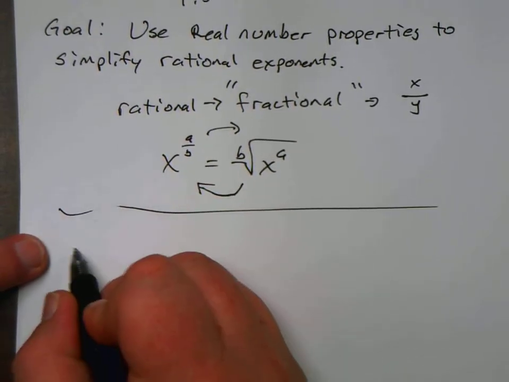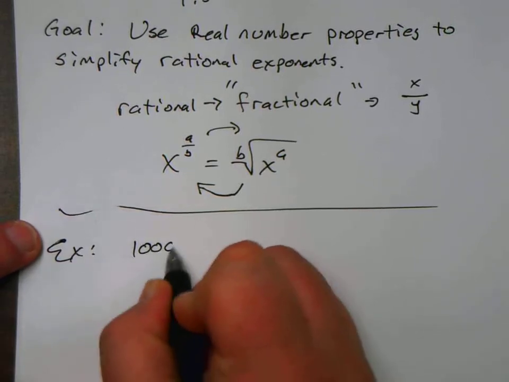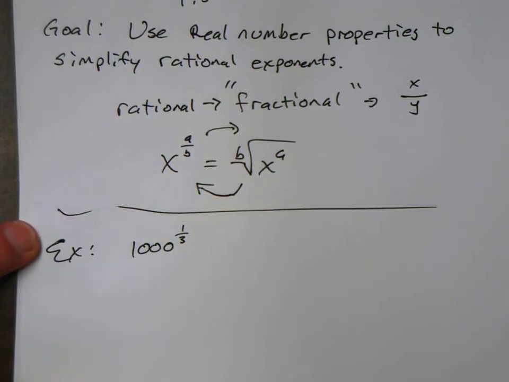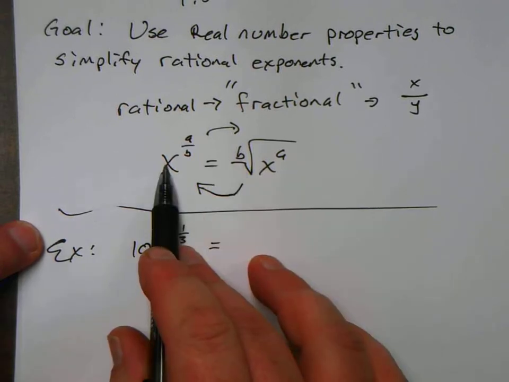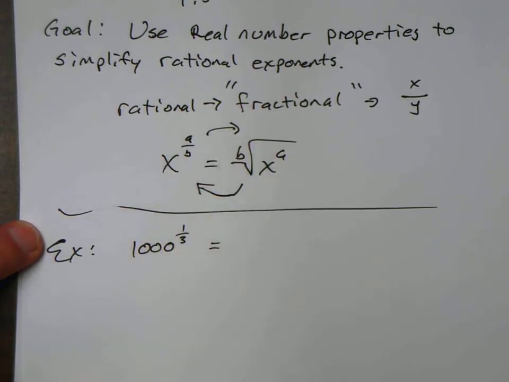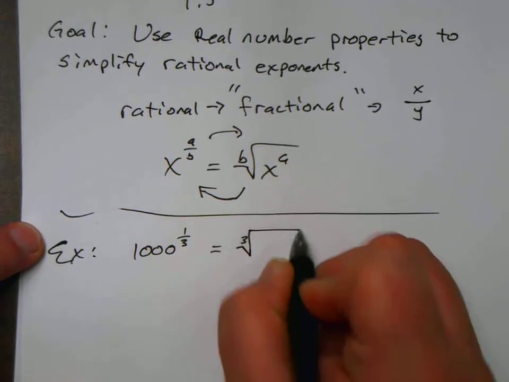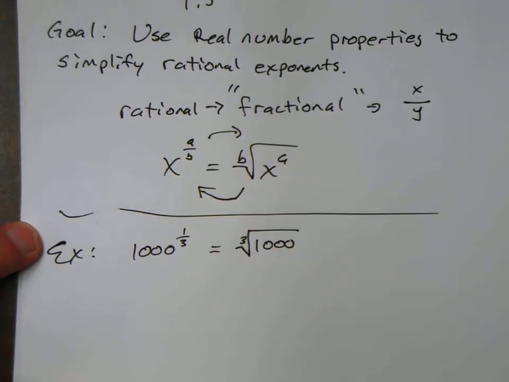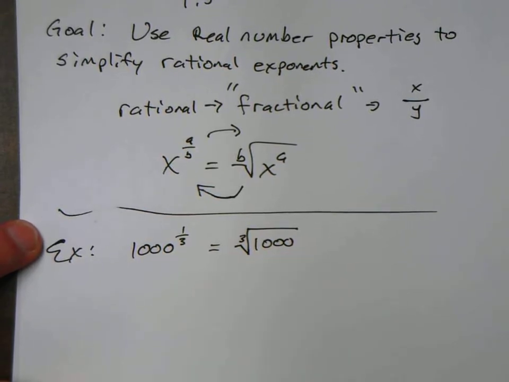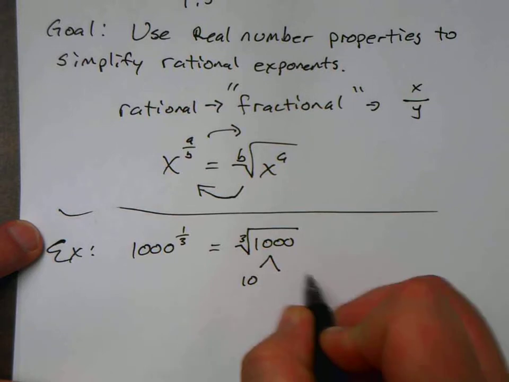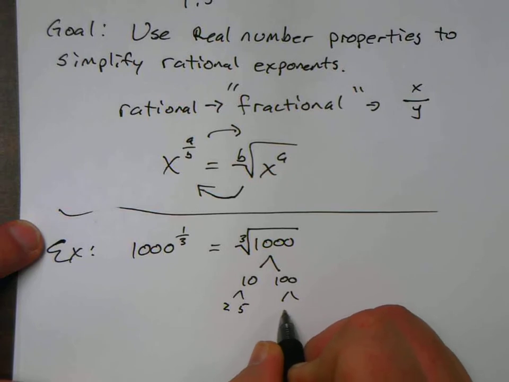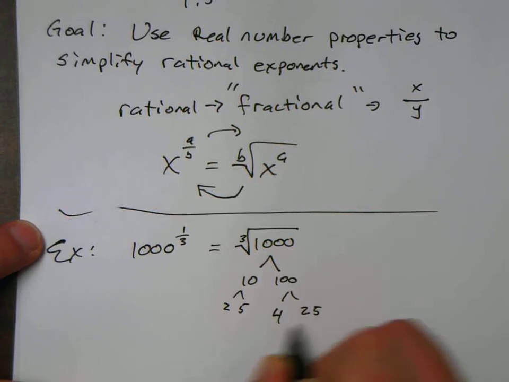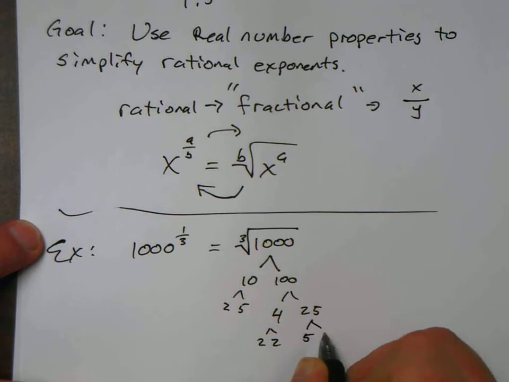Let's take a look at 1,000 raised to the 1/3 power. Well, let's go from a fractional exponent, so a rational exponent, to radical form. I know that I have the cube root of 1,000. And this, we already know how to simplify, right? We know that this turns into 10 times 100. This is 2 and 5. Here we get 4 and 25, 2 and 2, 5 and 5.